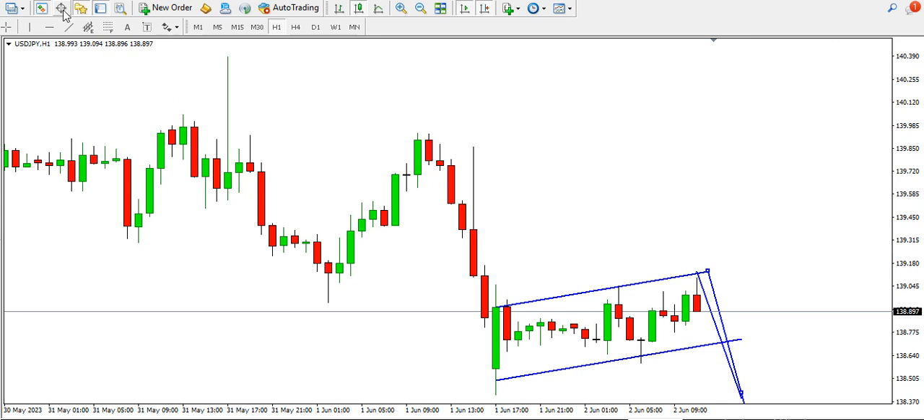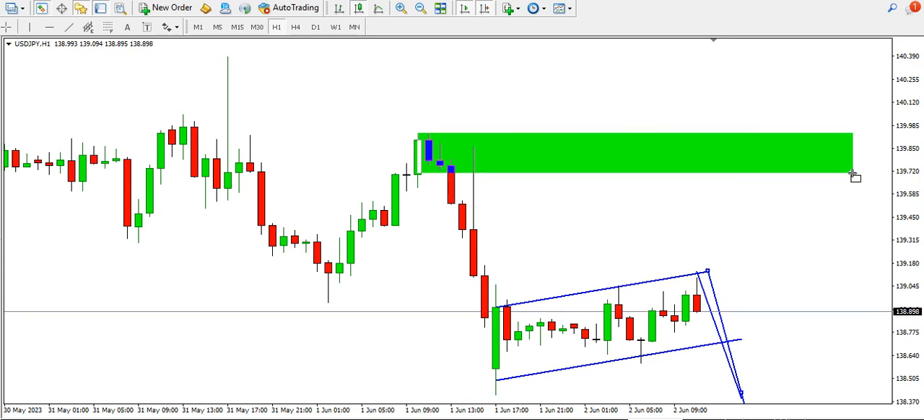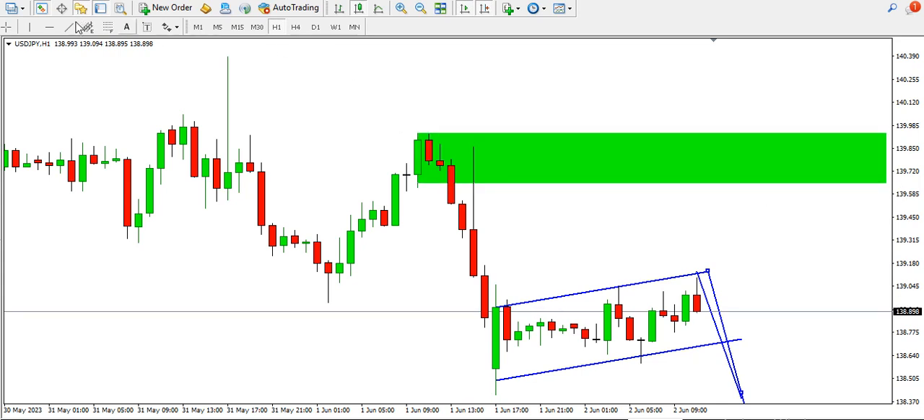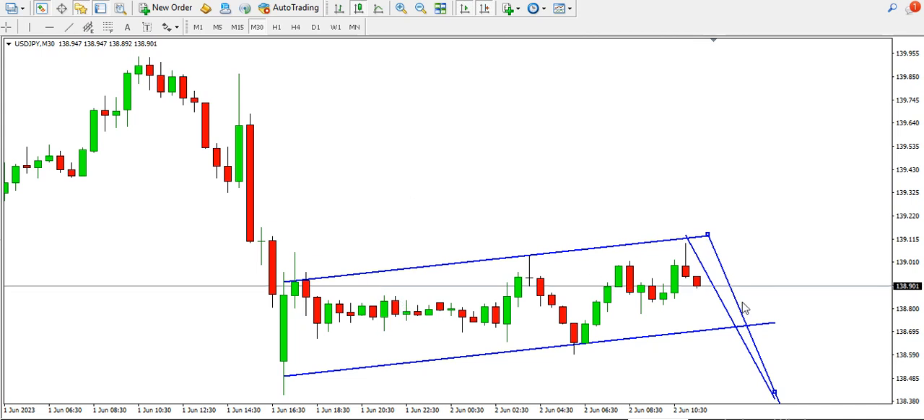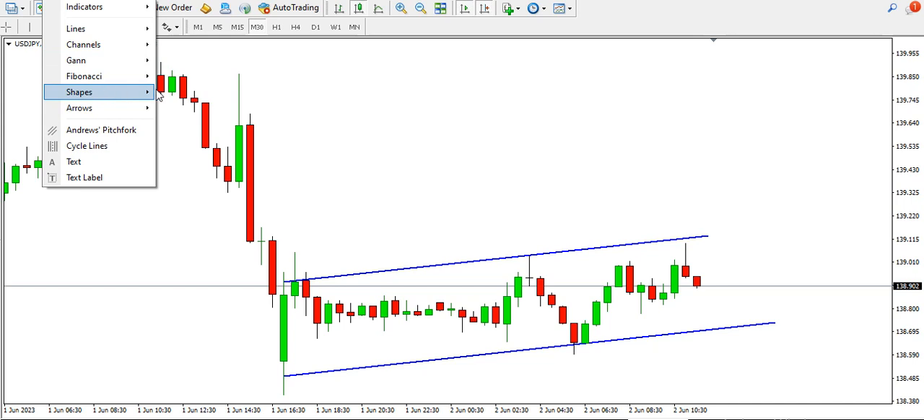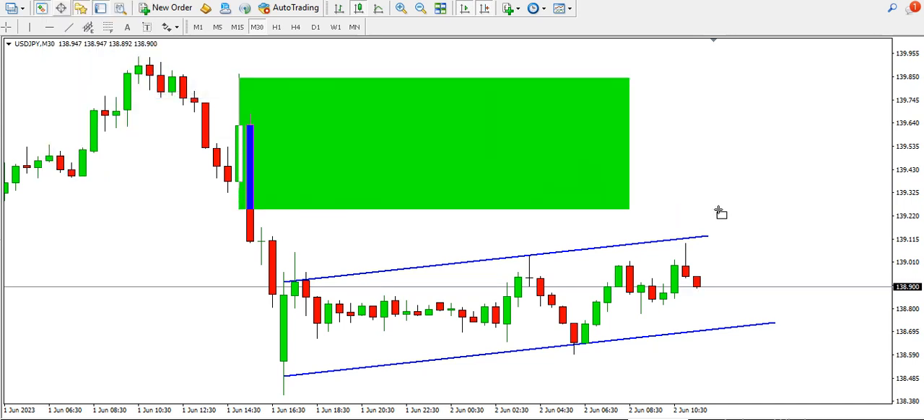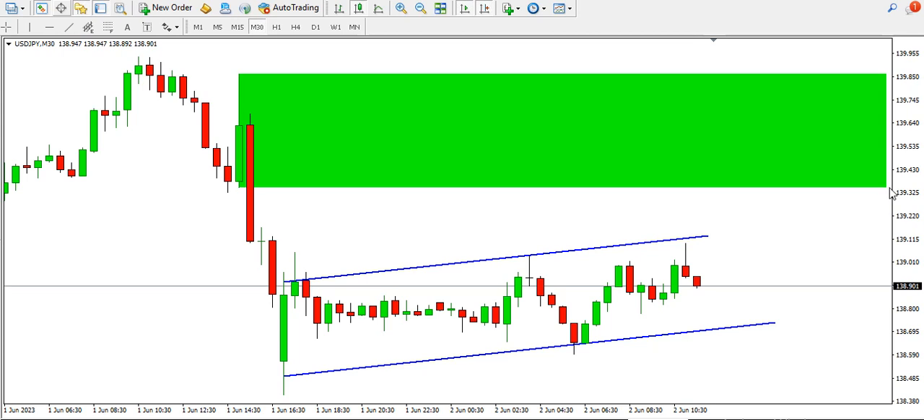But if price is going to rise up, we have this other block at the top that might serve as resistance to price. If price rises up, it might come to this order block before dropping on the 1 hour time frame. Looking at the 30 minutes time frame, we still have this bearish flag pattern in place. But we have this other block around here that might serve as resistance to price if price is going to rise.